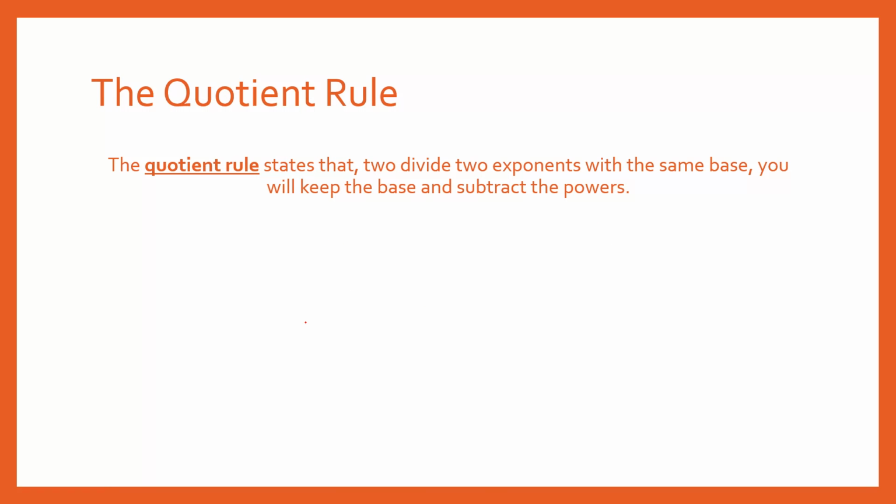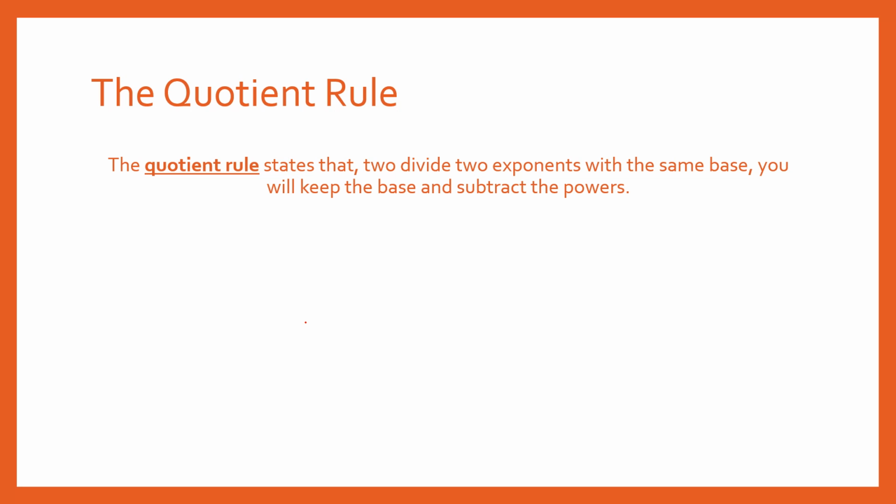Now the quotient rule is basically, think of it as the opposite of the product rule. It states that to divide two exponents, because quotient tells us that we are dividing, you need to keep the base and subtract the powers. And that makes sense, because when you have the product rule, which is multiplication, you have to add. And with division being the inverse of multiplication, it makes sense that we would have to subtract the powers instead.